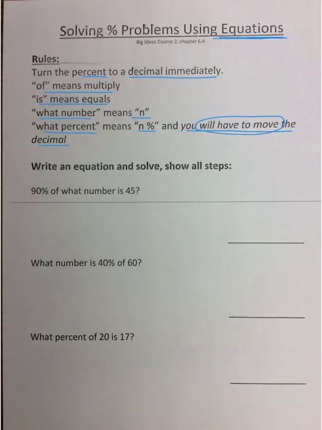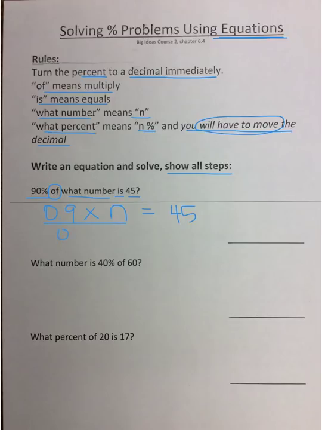Write an equation and solve showing all steps. Okay, 90%. We're going to turn the percent to a decimal immediately. That would be 0.9. Of means multiply. What number means n. Is means equals 45. So here is our equation. It's a one-step equation, and how do we solve it?